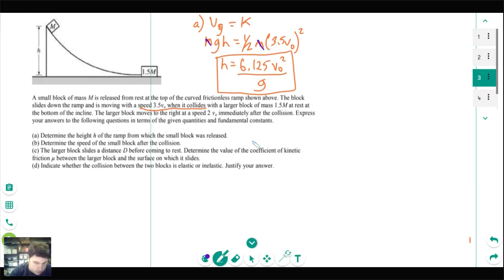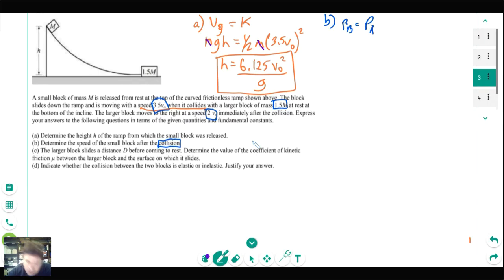All right. Second part, determine the speed of the small block after the collision. So once again, we're told collision here. We're given starting speed, ending speed, mass of the other block, all sorts of stuff like that. That's how we're going to solve this one. We're going to do momentum. So for momentum, we have P before equals P after.